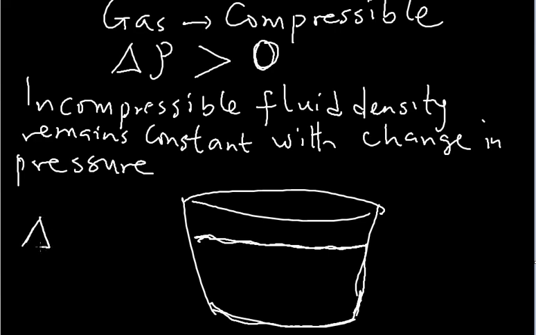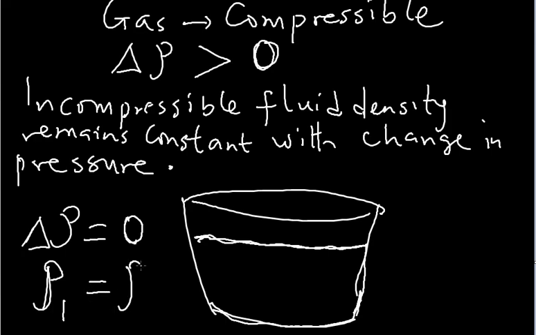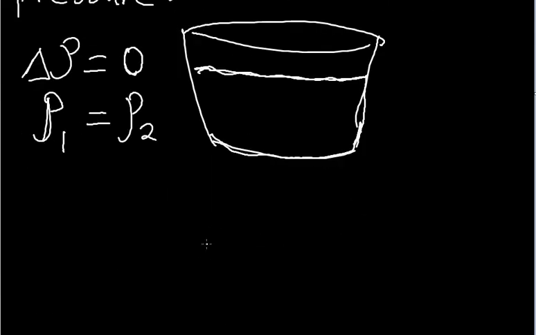Why is the change in density zero? Because the density of the liquid is constant. So when the density of the liquid is constant, the initial density is equal to the final density. That simply means that the density is constant. So liquid is actually referred to as incompressible.